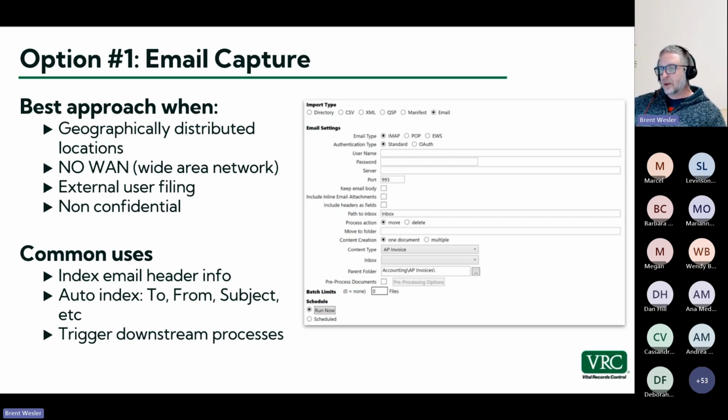Now, out of the box, I would say you don't want to use this for any confidential documents. If you have healthcare information, clearly you don't want to put that in an email, because email is clear text. It's just not a secure method. So this would be good for your more transactional documents. Out of the box, all of the header data from the email will come over, like the to, the from, the subject. The subject will go into the title field within Docstar. And then theoretically, you can trigger a workflow downstream, right?